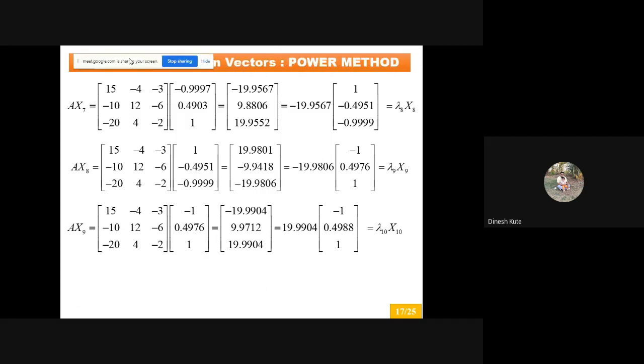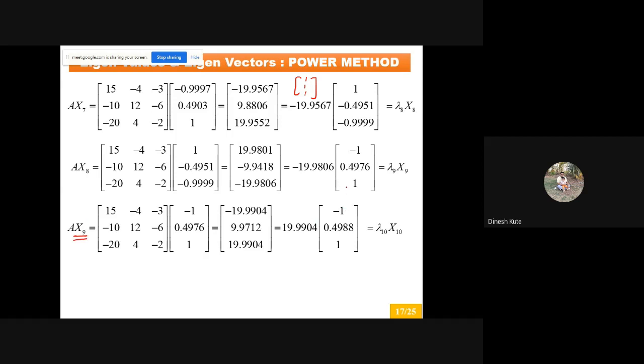So the convergence of this power method depends on your initial eigenvector. In the previous example, within hardly 3-4 iterations you get the approximation. There are also some conditions for the convergence of the power method, which I will explain later on. Here, for the initial eigenvector 1 1 1, in this particular case, at the 9th iteration we will get the convergence.